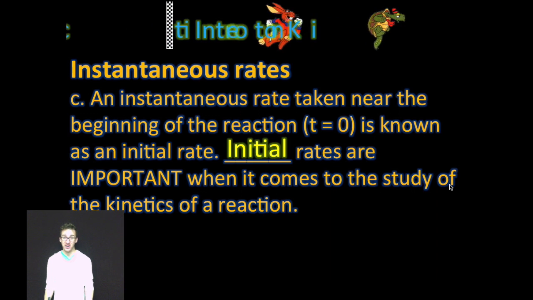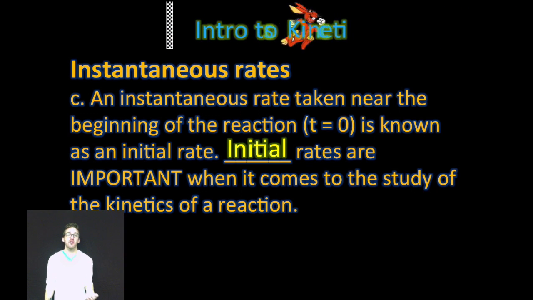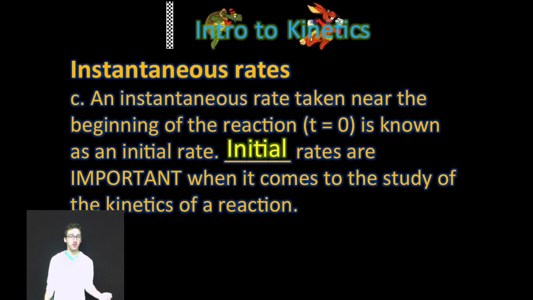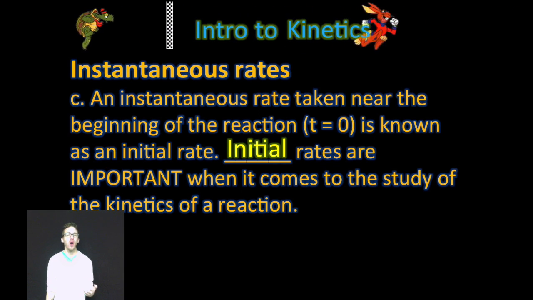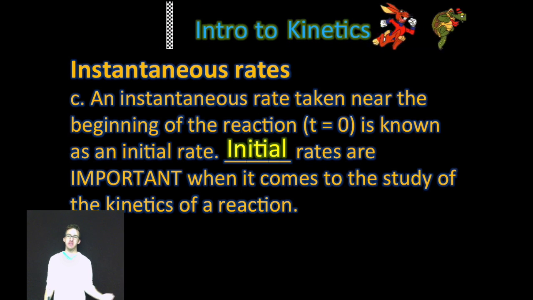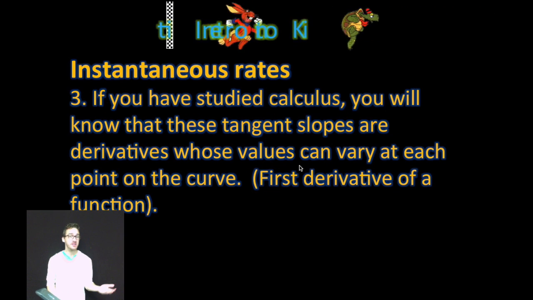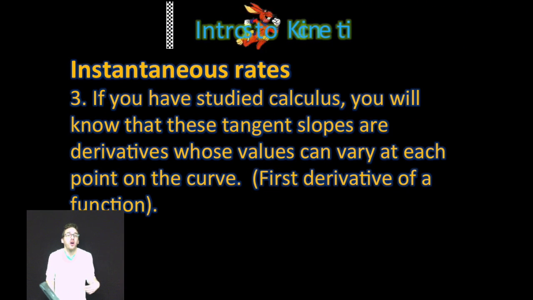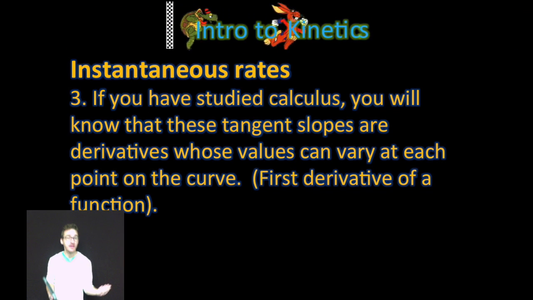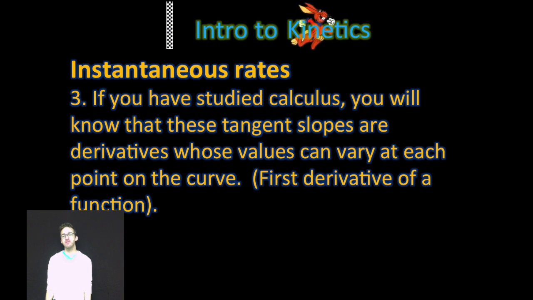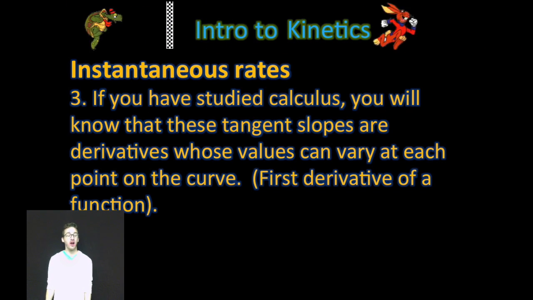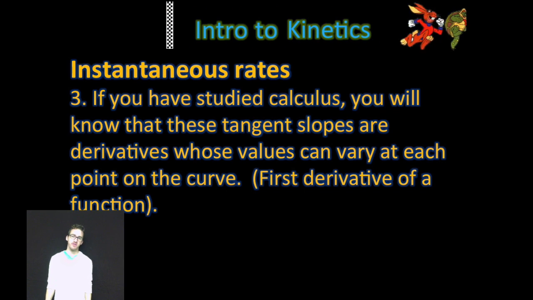Now, instantaneous rates taken near the beginning of a reaction, or time zero, is known as an initial rate. And initial rates are so important when it comes to the study of kinetics. And it's where we're going to focus a lot of our attention when we look at the rates of a given reaction. Now, if you have studied calculus, you will know that these tangent slopes are derivatives whose values can vary at each point on the curve, also known as the first derivative of a function.